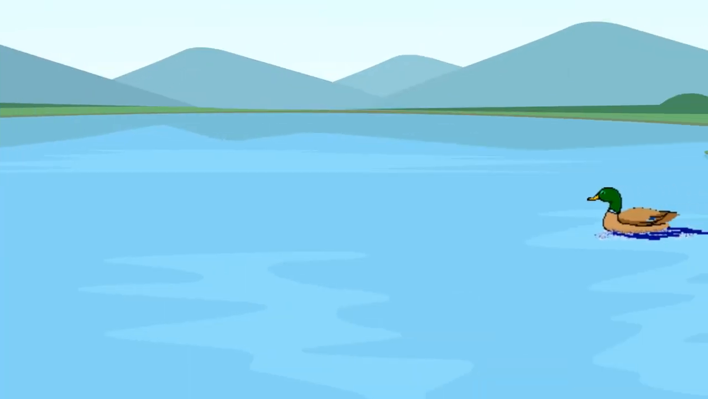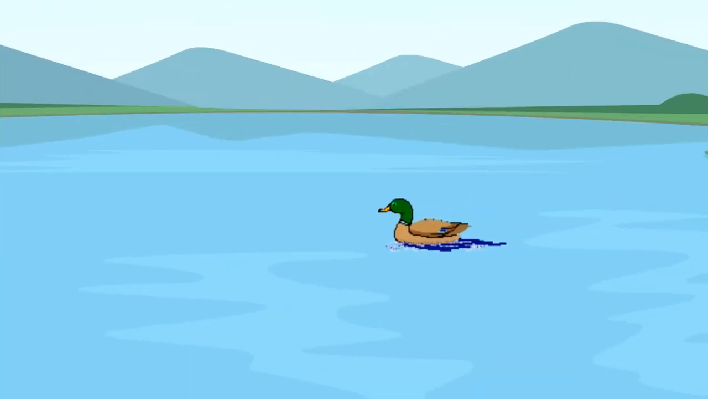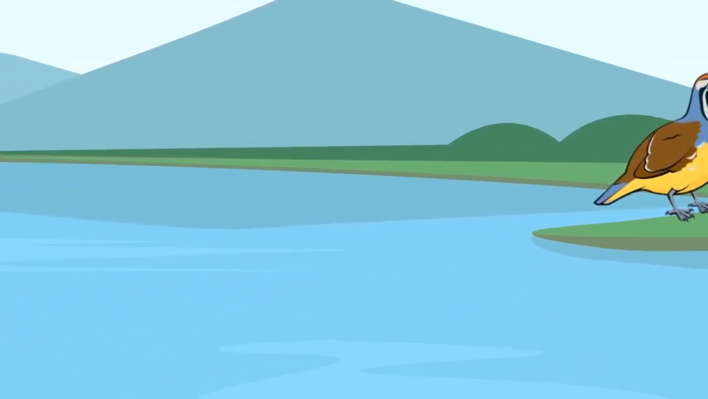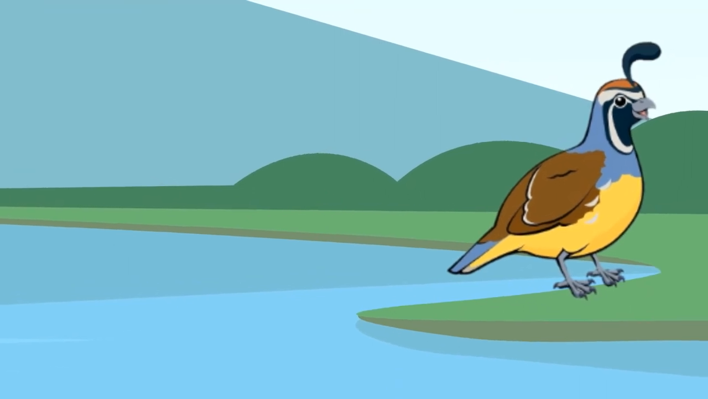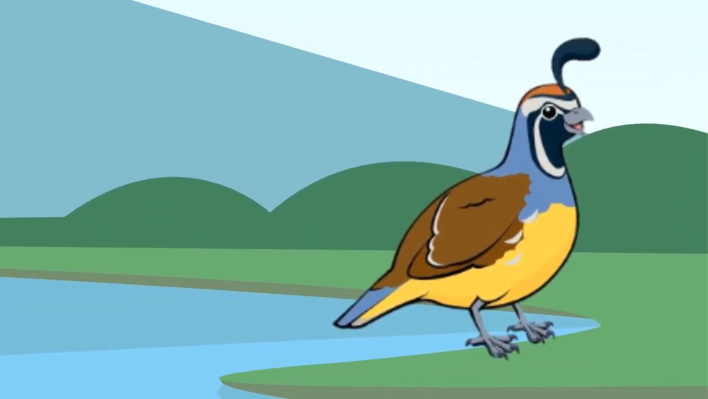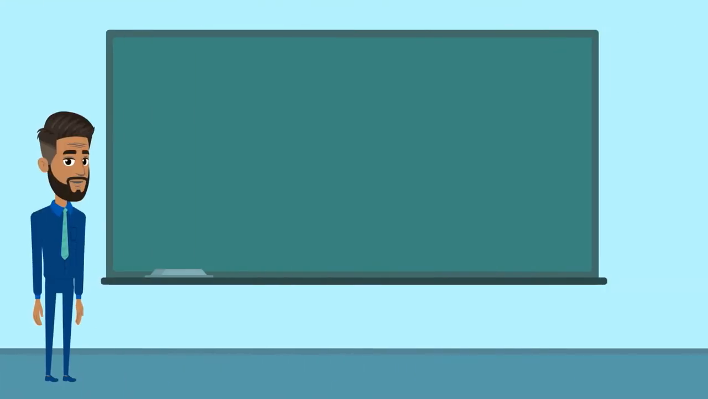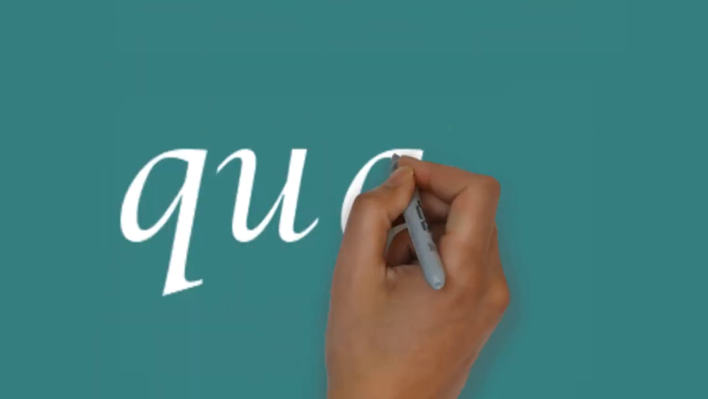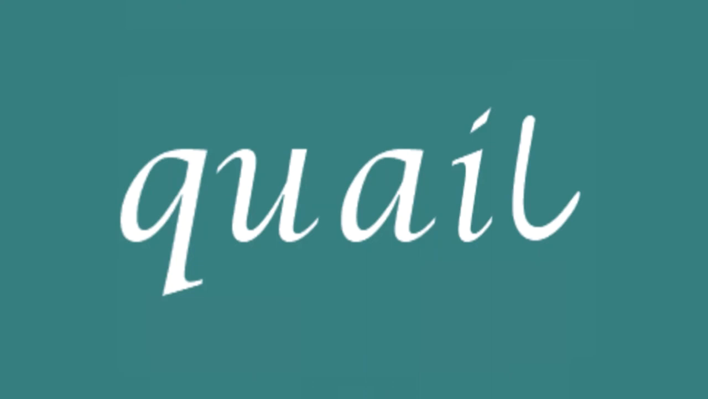And last, but not least, we can hear a quack. But what can we see? What type of bird beginning with qua could this be? It's a quail. Now, what were our two words? We had quack and quail.